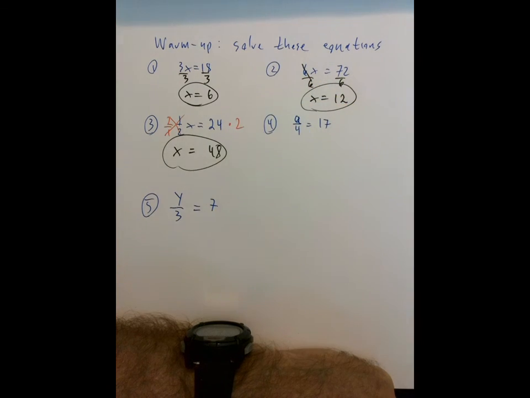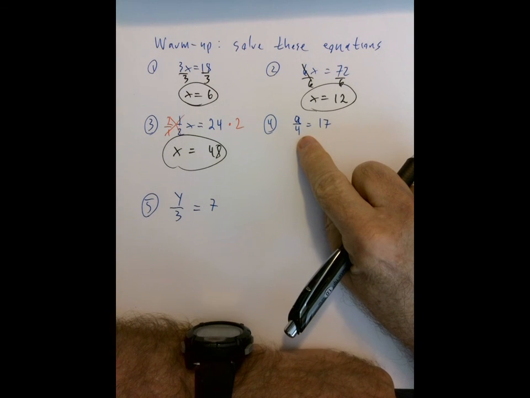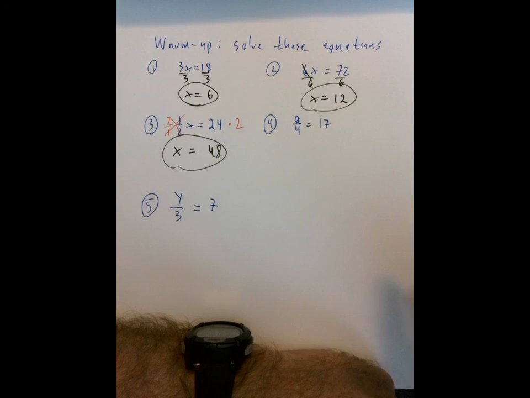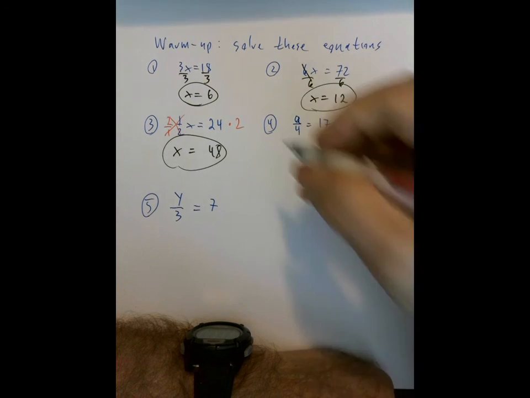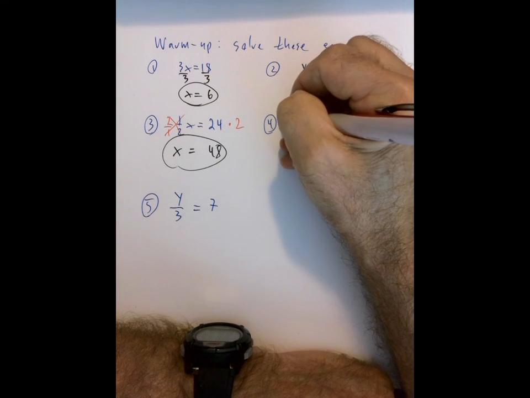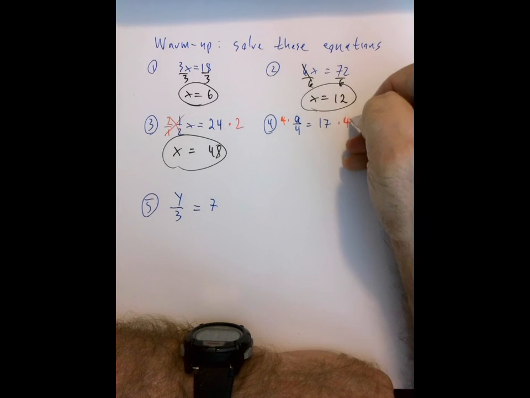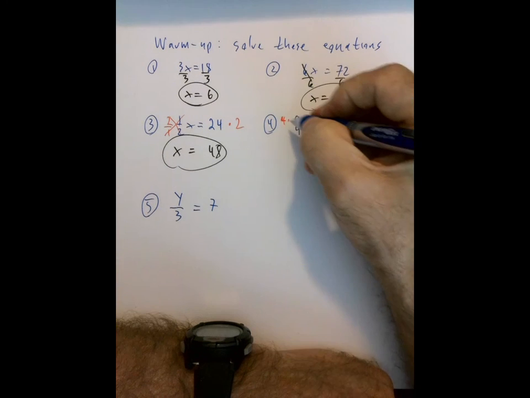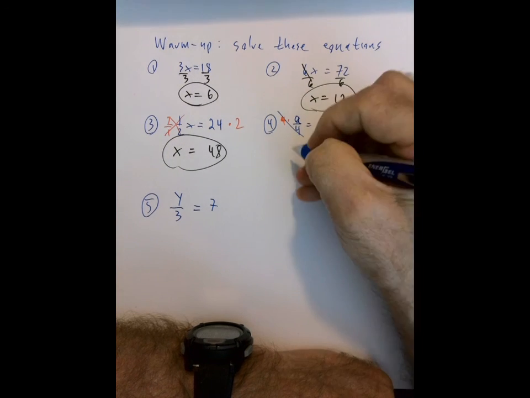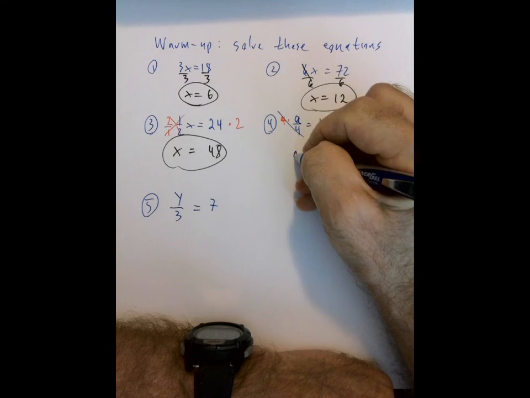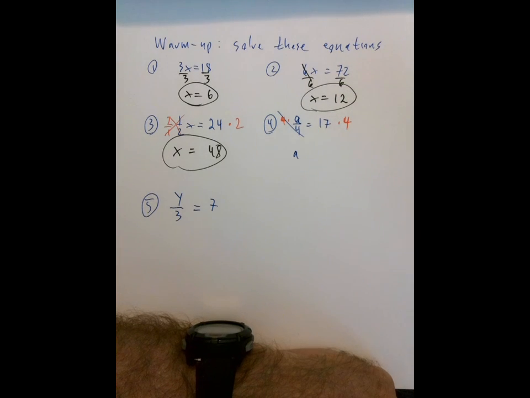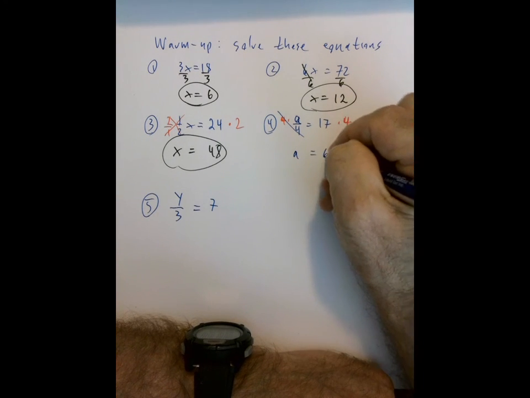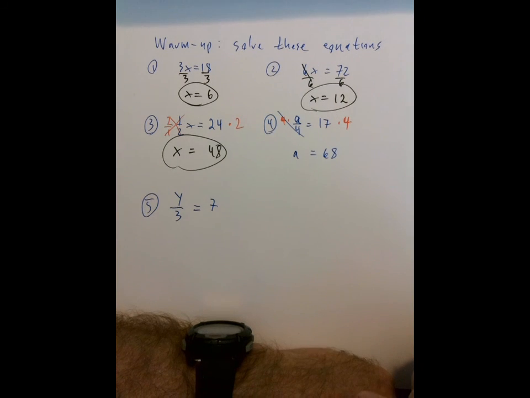48. Okay? In this equation, we say, oh look, we're dividing by 4. So we're going to multiply both sides by 4, which is the opposite of dividing by 4. Dividing here and multiplying here caused the two operations to cancel. We've got A, and 4 times 17, as it happens, is equal to 68. Again, you can do that on your calculator.